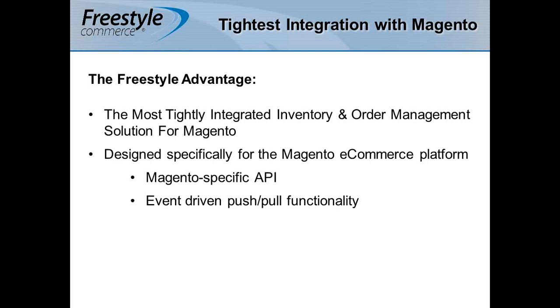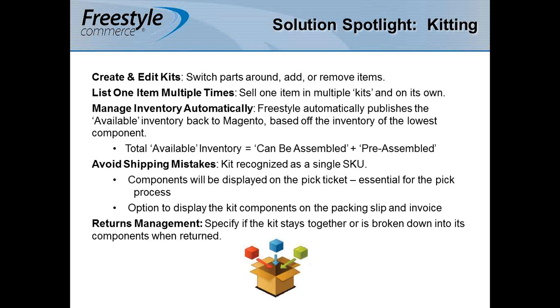But before we do that, let's get into today's feature that Joe will be highlighting in just a minute, and that's kitting, or what Magento refers to as a bundled product. Again, managing a kitted product can often be difficult from an inventory standpoint with Magento alone, but with Freestyle you gain a couple advantages. First off, it's very easy to create and edit your kits. Freestyle gives you the opportunity to switch parts around, you can add, remove items, etc.